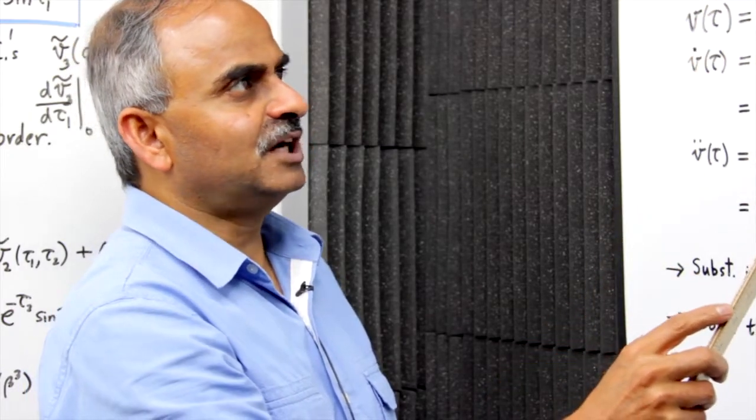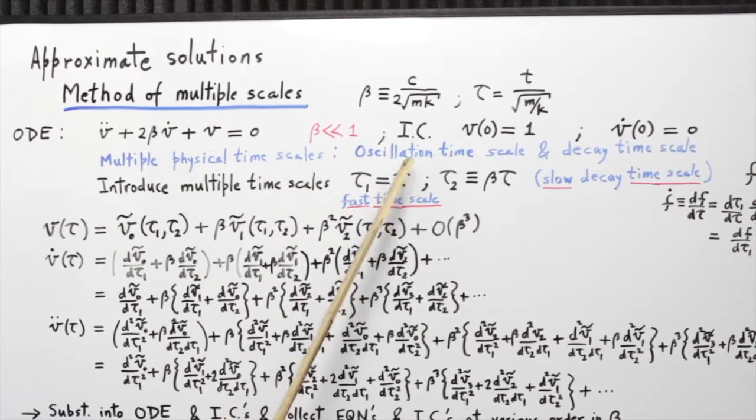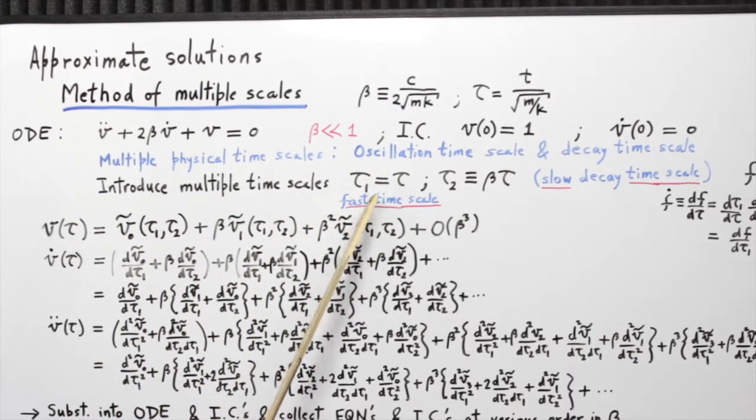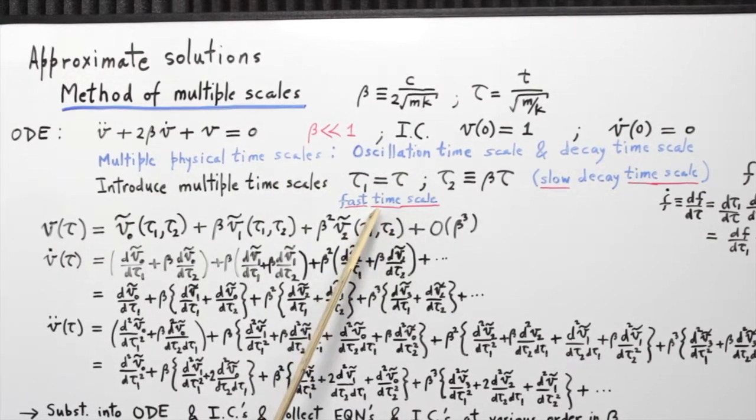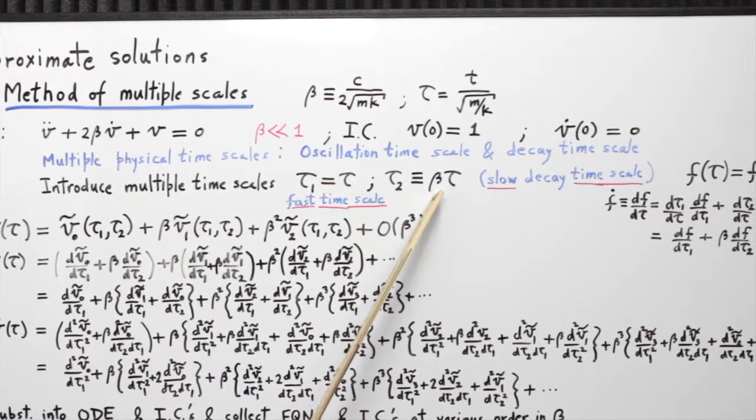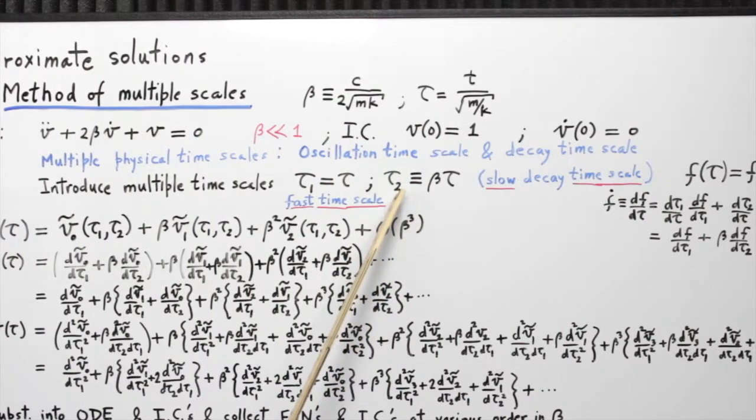And so we start by noting that there are multiple physical timescales. There is the oscillation timescale, which we have used to make the problem non-dimensional, and there is a decay timescale, which when beta is small is a long time, and so the decay is slow. To incorporate this physics, we introduce multiple timescales. We define tau 1, which is the same as tau, and we can think of this as the fast timescale. We then introduce a slow time scale, tau 2, which is beta times tau. Remember, beta is a small number, so a clock running in tau 2 relative to tau is progressing very slowly.